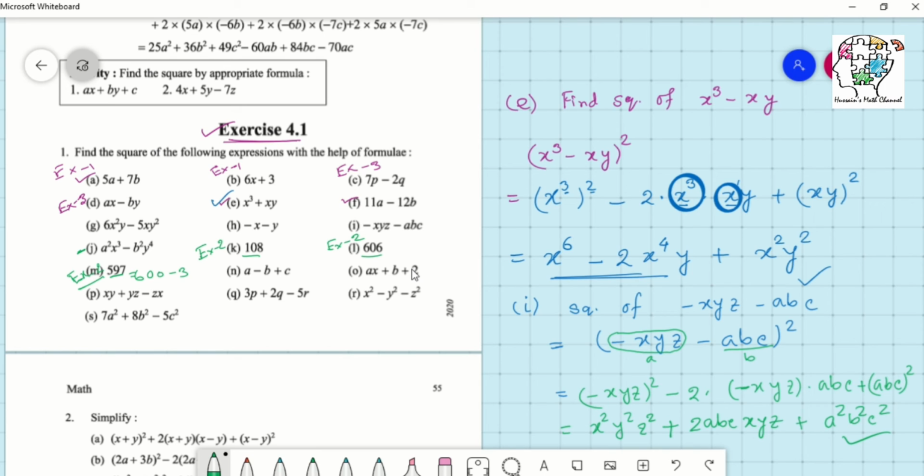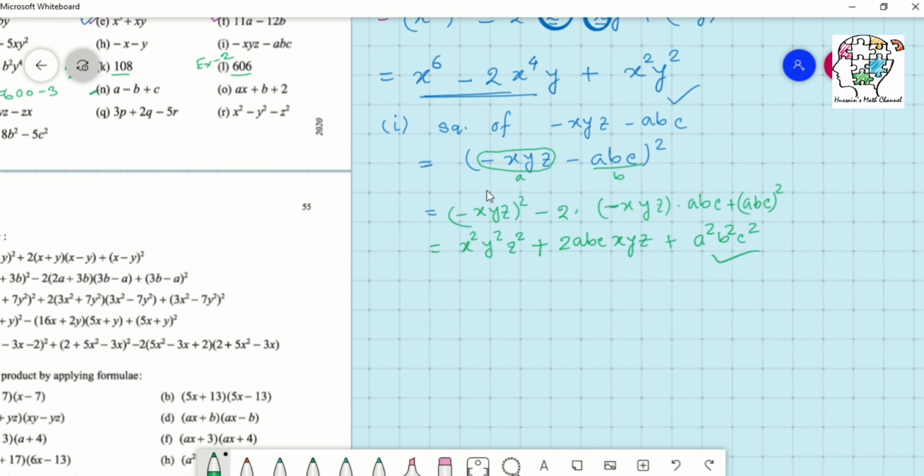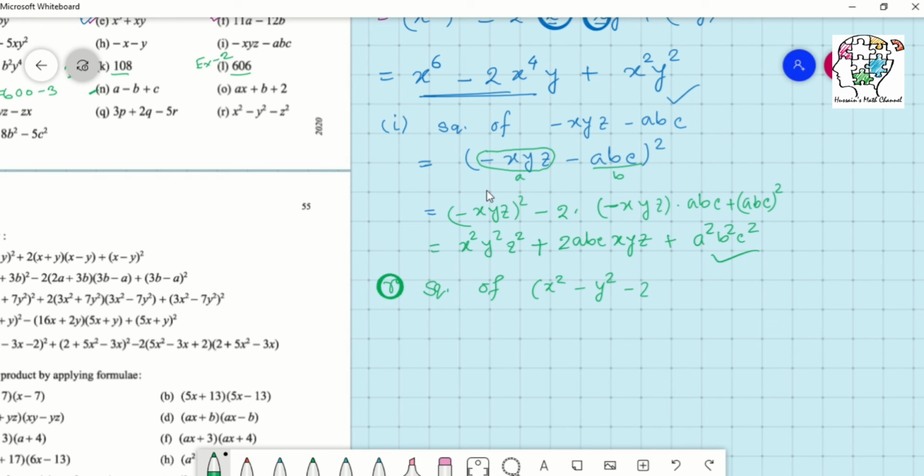Now N, O, P, Q, R, S, T, all are similar. We just need to show any one from these questions. Say we do number R, right? Square of x square minus y square minus z square. Before starting this one, we can write x square minus y square minus z square whole square. We need to find this one.